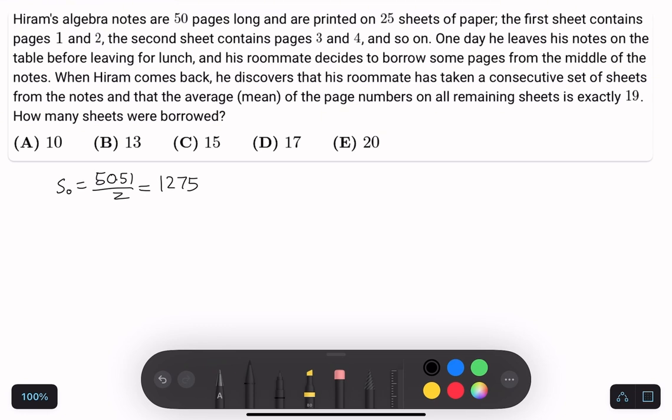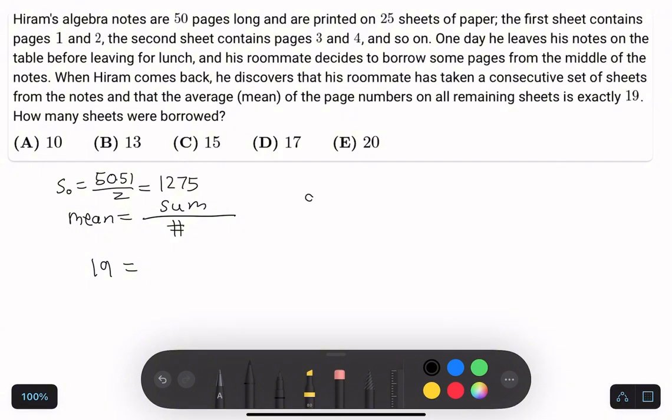We also know that right now, after Hiram's roommate borrowed some algebra notes, the mean of the page numbers that are remaining is 19. The mean is the sum of all the values divided by the number of values that exist. So the mean is 19, which means that the sum over the number of remaining pages is 19. What is the sum though? How do we represent this with variables instead of with words?